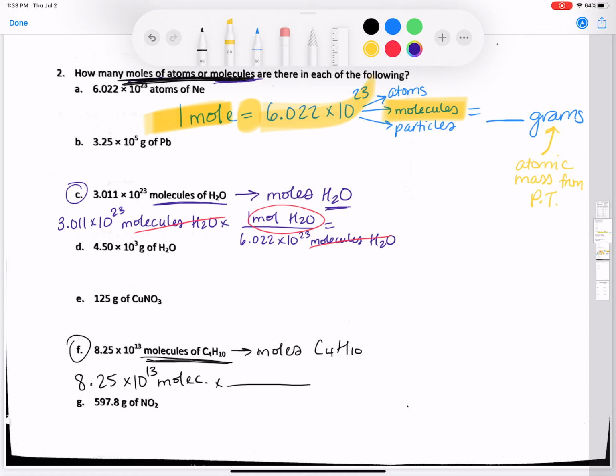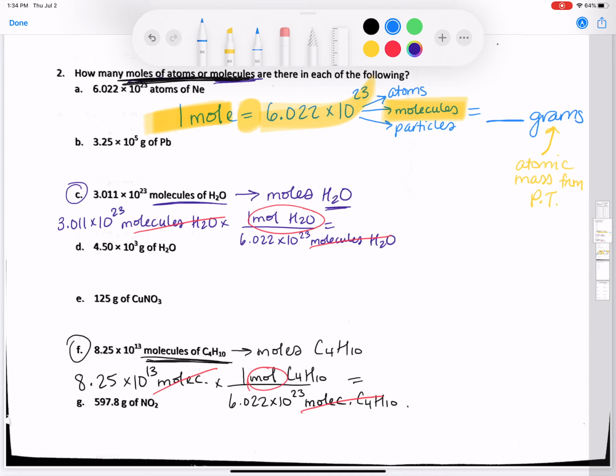So now I just need to write this up as my conversion factor. So I have 6.022 times 10 to the 23rd molecules of C4H10. That's my denominator. My numerator is 1 mole of C4H10. Again, when my units cancel, molecules cancel as molecules, I'm left with moles. So let's take a look at E.